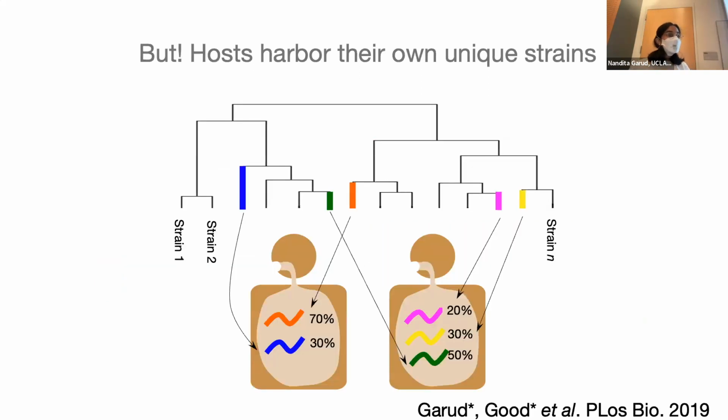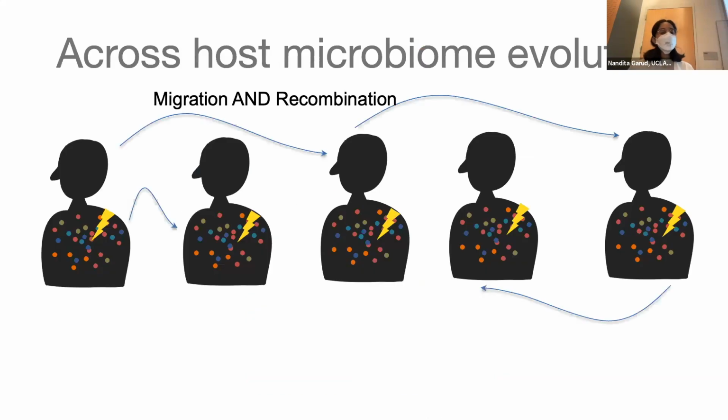Does that happen? No. Remember, everybody harbors their own unique strain. You have your own microbial fingerprint, right? Your microbes are special. So this cannot be the model of what's happening. What else could generate the spread of an adaptive mutation across hosts? Migration and recombination.